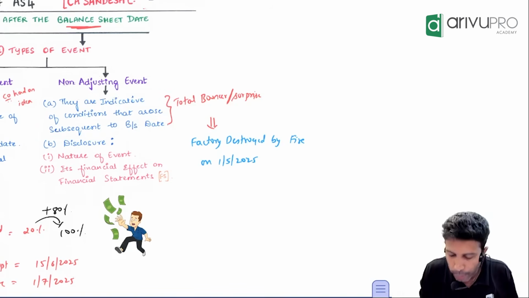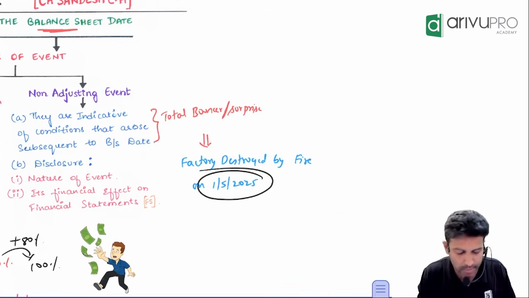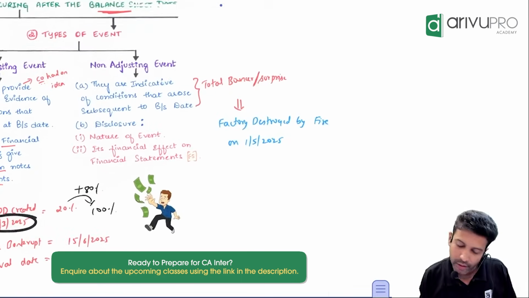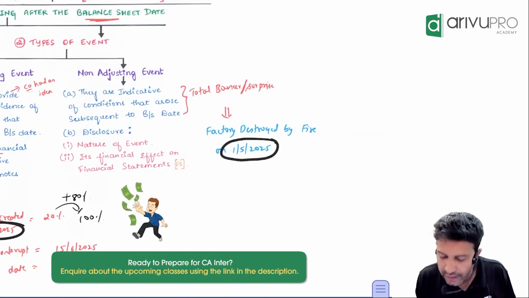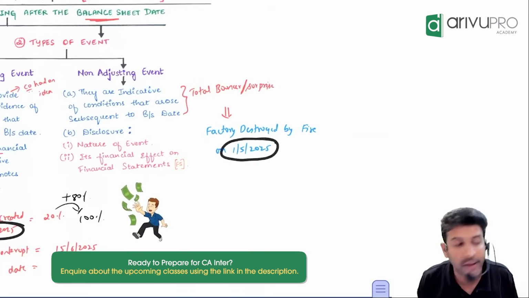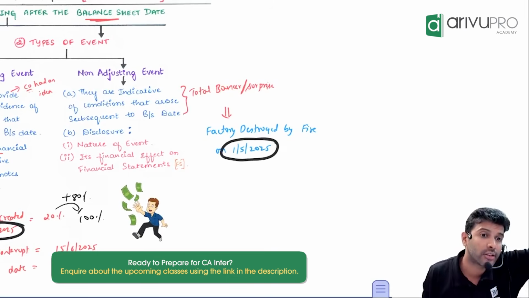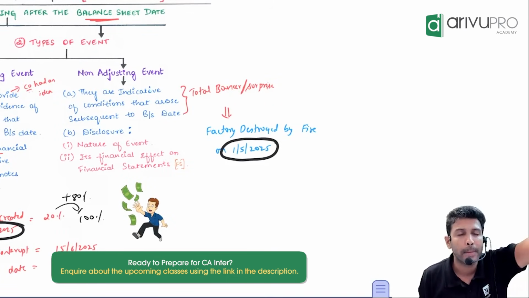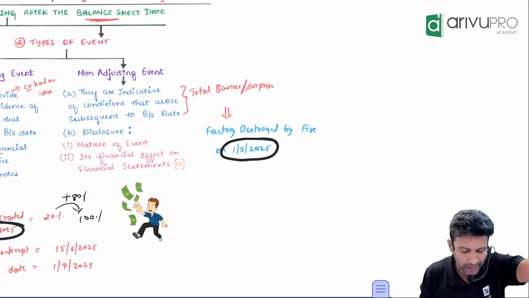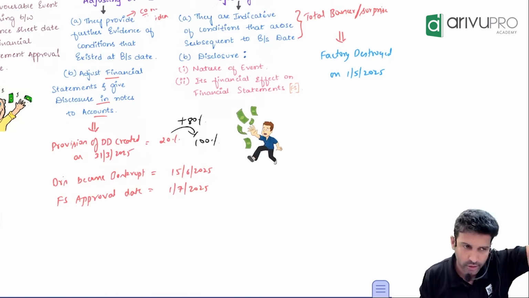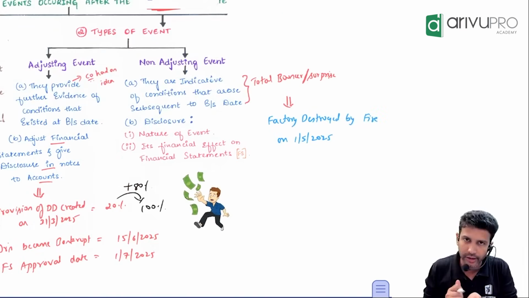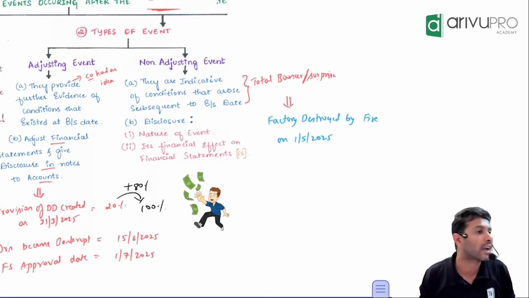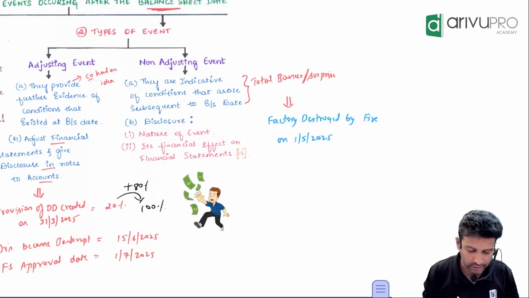So that will be a non-adjusting event. Suppose my factory got destroyed on 1st May, and my year is ending on 31st March 2025. Due to fire, one month later, my factory is burned down. That means there is a loss. Will I book that loss in the current year or next year? Next year. Why? Non-adjusting event. On the balance sheet date, I had no clue about this. So no need to book the loss in the current year. In the current year, you only give a disclosure, and book the actual loss in the next year. That's it for non-adjusting events.